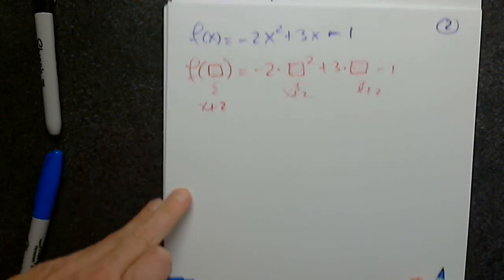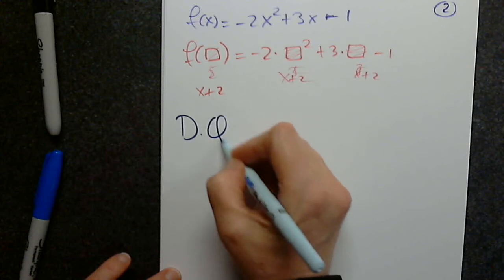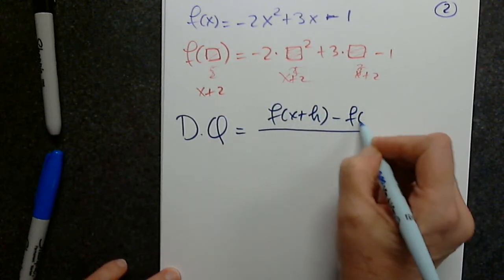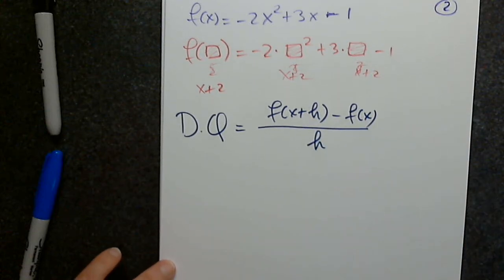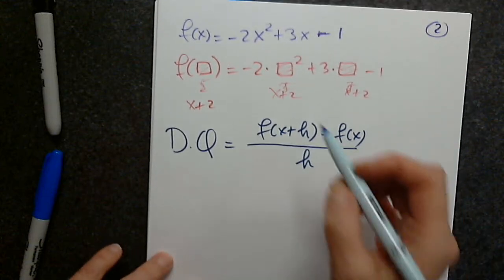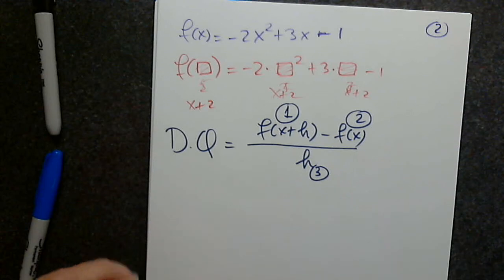We are asked to determine, calculate, evaluate and simplify the difference quotient, which we know is f of x plus h minus f of x, divided by h. So I see three pieces: piece 1, second piece, and the third piece. These are the components of the difference quotient. Now the question is, which of these three components, or maybe all of them, do I have outright and don't have to perform any operations on them?